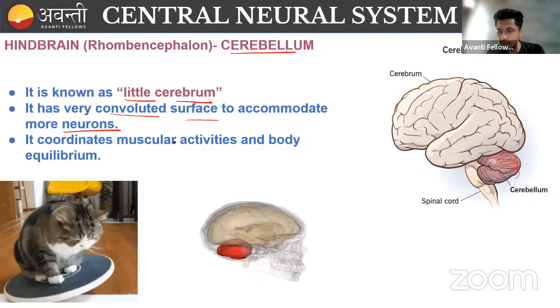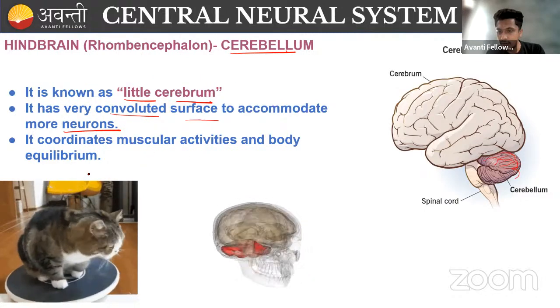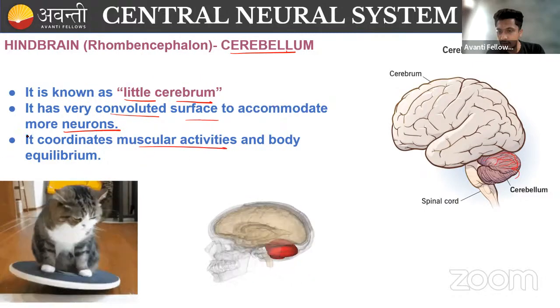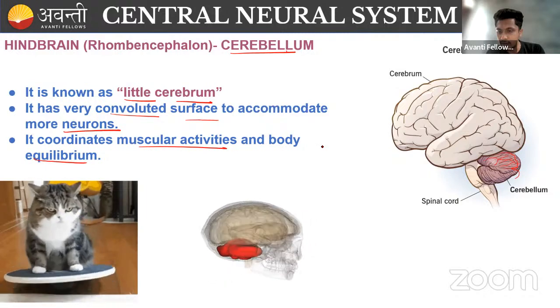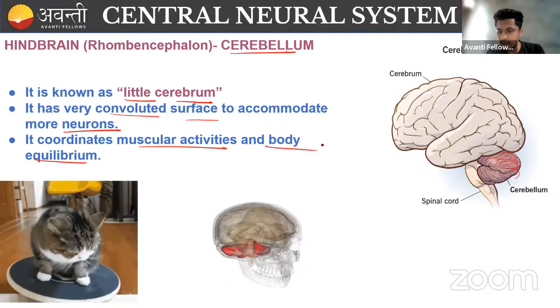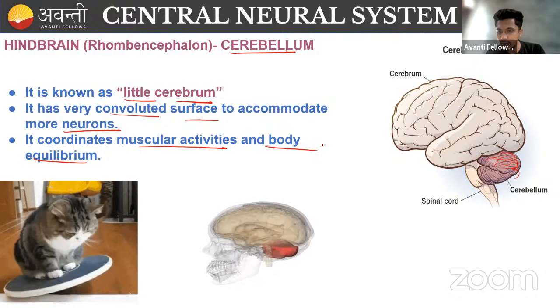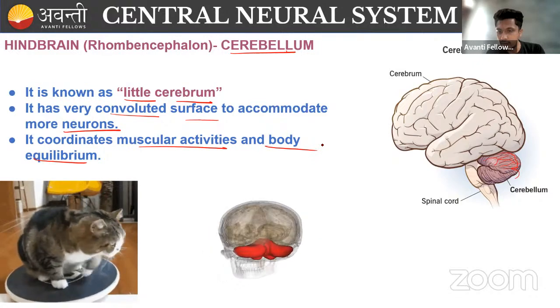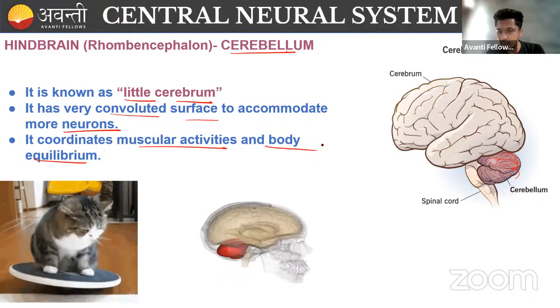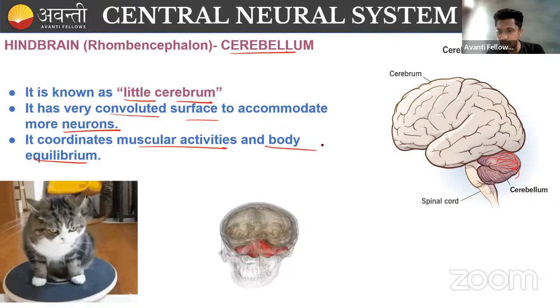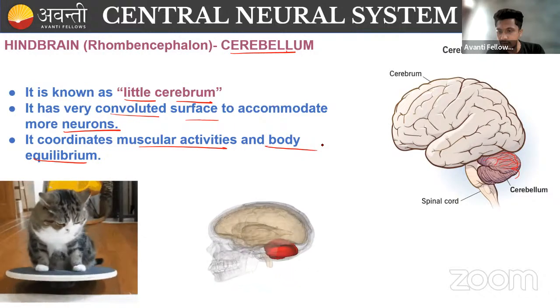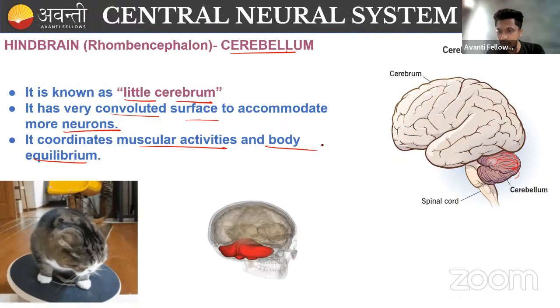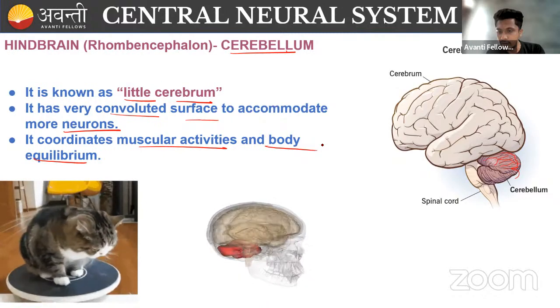So what is the role of your cerebellum? It controls muscular activities and it provides body equilibrium. Basically your hand and leg coordination, and your ability to sense your fingers and move your fingers in different directions, and change of angle of your body. All of this is coming because of the coordination that happens in your cerebellum. All right.